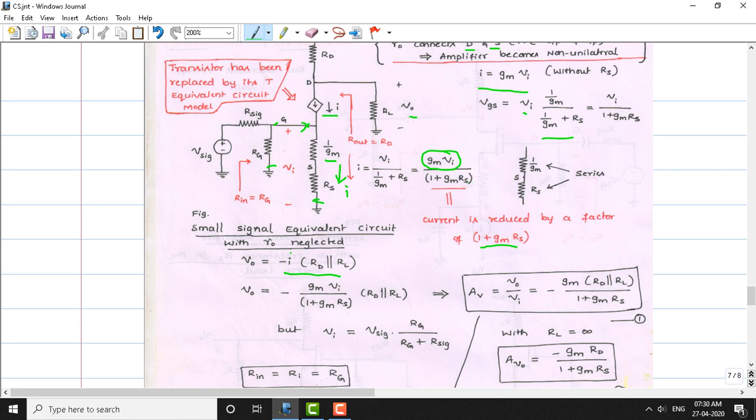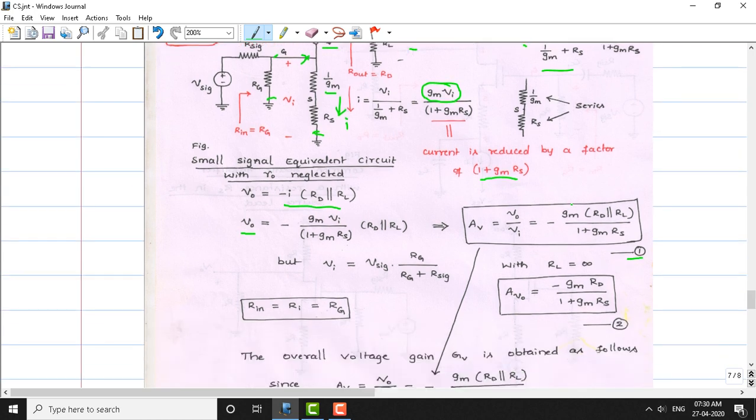If you substitute the expression for I, the output voltage now becomes minus Gm into Vi divided by 1 plus Gm into Rs, into Rd parallel with RL. So from this we can obtain the voltage gain expression, which is V naught by Vi. So AV equals V naught by Vi equals minus Gm times Rd parallel with RL divided by 1 plus Gm into Rs. Let us call this equation 1 here.